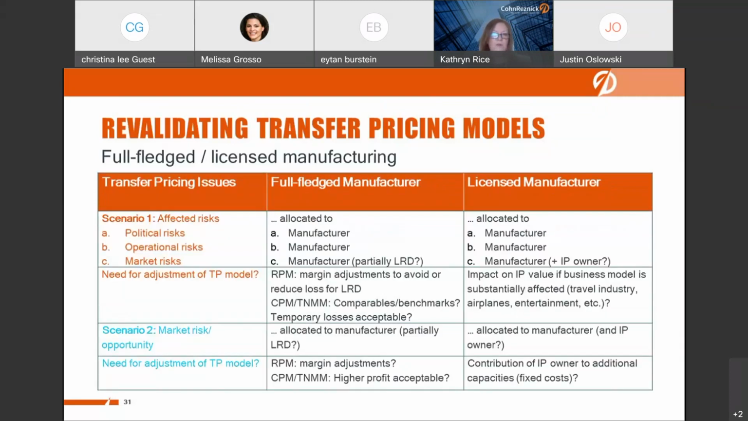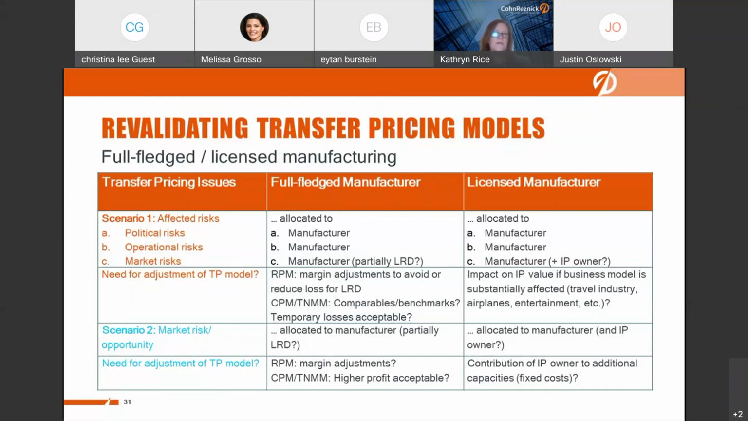And that's just a summarization of revalidating the transfer pricing methods and things to think through in terms of affected risks, market risk, and thinking through the need for adjustment of the transfer pricing model. So in summary, this is again all about a revalidation and thinking about, does your transfer pricing model match your most recent operations that you're trying to document? Does it suit going forward? Do you need to revisit it?